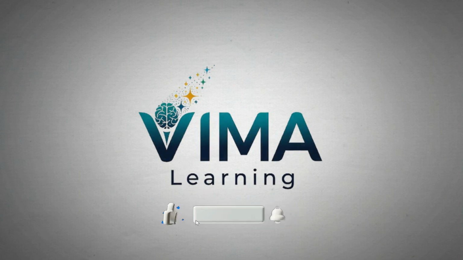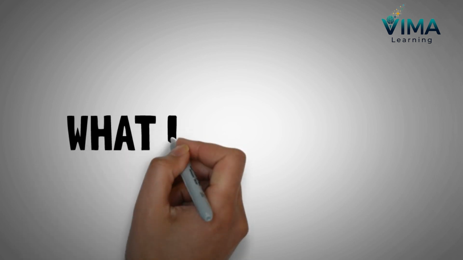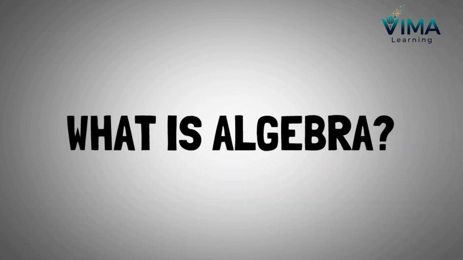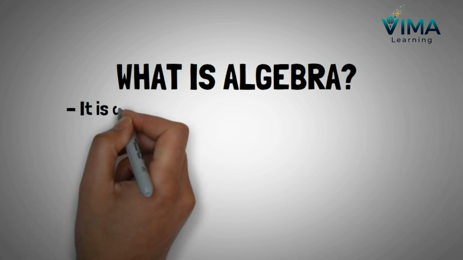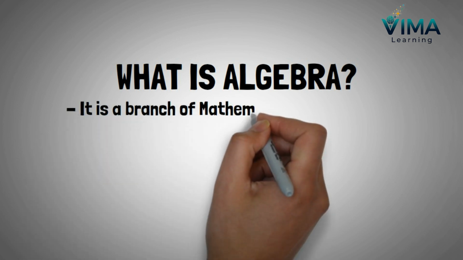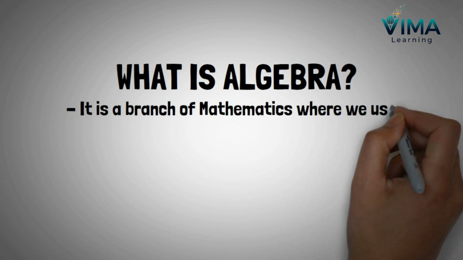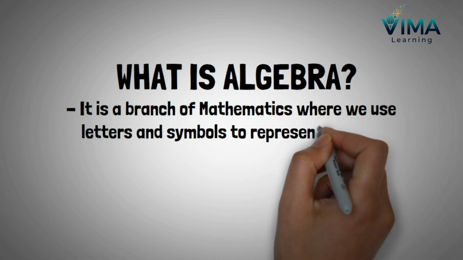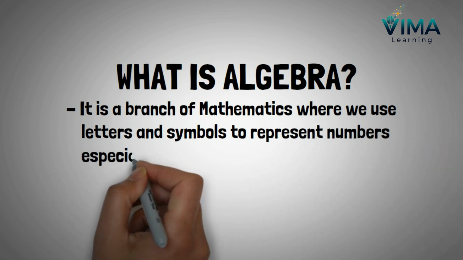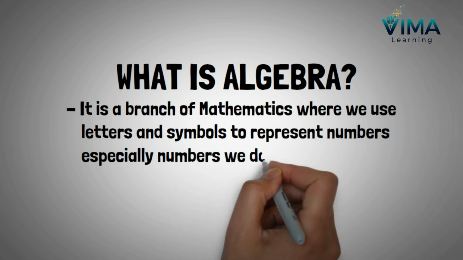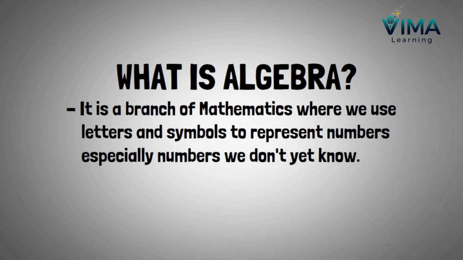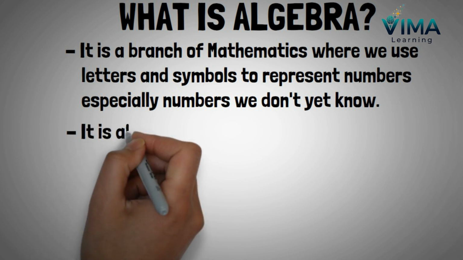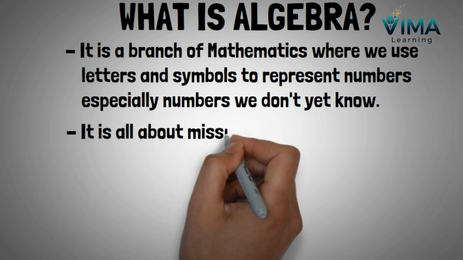Ready? Let's get started. In this lesson, we'll be discussing algebra for beginners. What is algebra? At its core, algebra is a branch of mathematics where we use letters and symbols to represent numbers, especially numbers we don't yet know. Algebra is all about missing values or numbers. If you have solved a missing box problem, you have already solved an algebra equation.